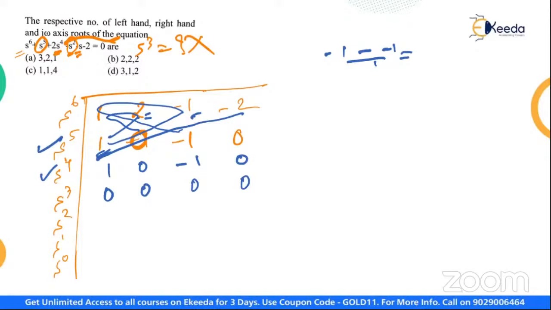Correct? Now, what can we do here? Simply replace these zeros by a very small number. By what? By a very small number, nothing but epsilon.